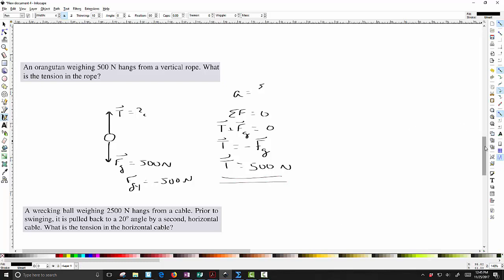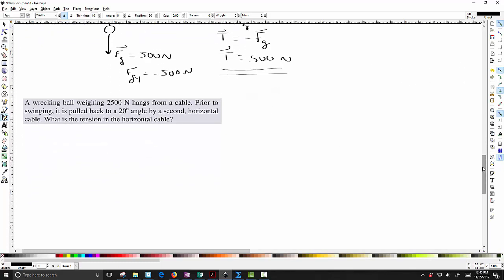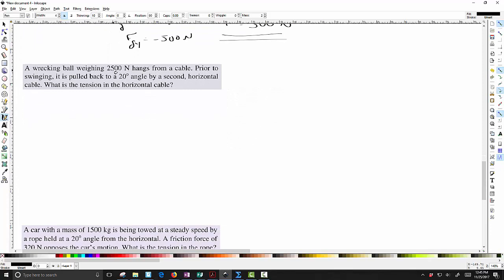All right. Let's look at another example. We have a wrecking ball. It weighs 2,500 newtons, and it's hanging from a cable. Prior to swinging, it's pulled back to a 20-degree angle by a second horizontal cable. What's the tension in the horizontal cable? So what we have is a wrecking ball, and suppose it was hanging over here, and then it's been pulled back so that it's hanging at some angle, like so. And this is a cable, so this is tension. We'll call that tension in the vertical direction. And we know that this angle right here is 20 degrees.